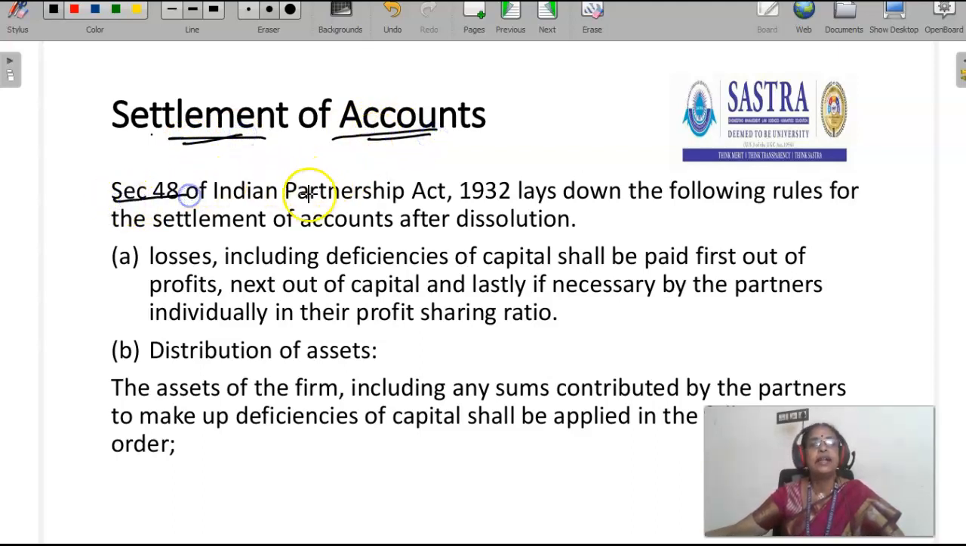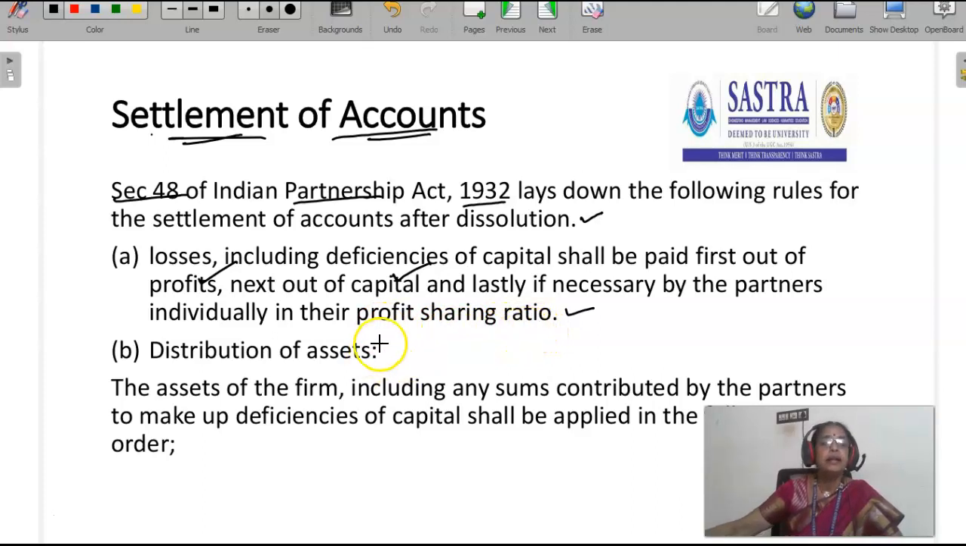Let's see. Section 48 of the Indian Partnership Act 1932 lays down the following rules for the settlement of accounts after dissolution. Losses including deficiencies of capital shall be paid first out of profits, next out of capital, and lastly, if necessary, by the partners individually in their profit sharing ratio. First, they will settle the debts out of the profits. Second, out of the capital of the old partners. If necessary, sometimes the partners are asked to bring capital, cash, in their profit sharing ratio.